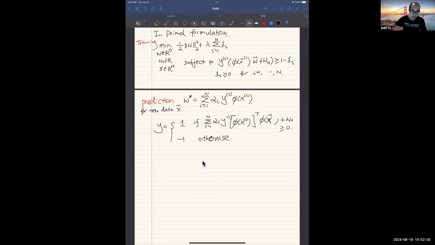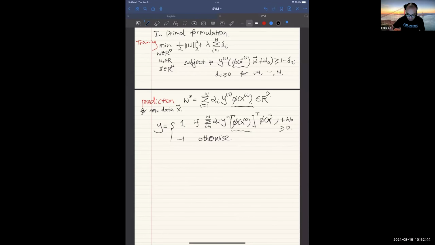As I said, this is too expensive in terms of training, and too expensive in terms of prediction as well, because you need to explicitly write out this phi of x right here, and you need to explicitly write out what my W star is. But as I mentioned, this W star will be very large. It will be in the dimension of big D. So it will not be ideal to explicitly write it down.